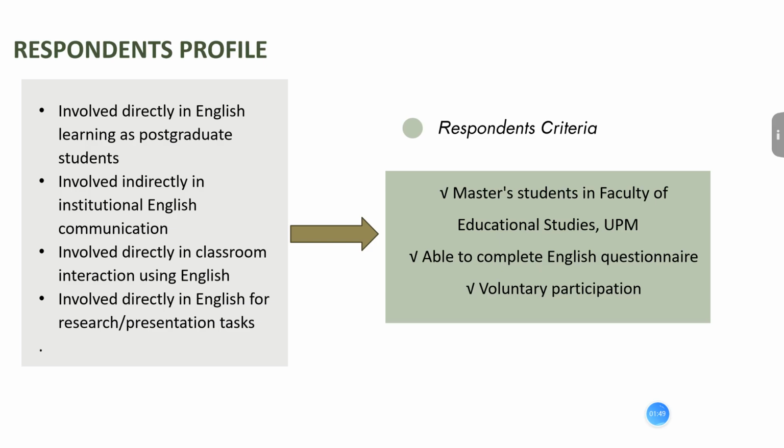Okay, so the next slide shows who the respondents are and why they fit the topic. This study focuses on postgraduate students because English is part of their daily academic life. They are involved in English learning directly as postgraduate students, and they also use English for institutional communication, like emails or academic coordination. And in class, English is used for interaction, such as discussion and group work. English is often used for research and presentation tasks.